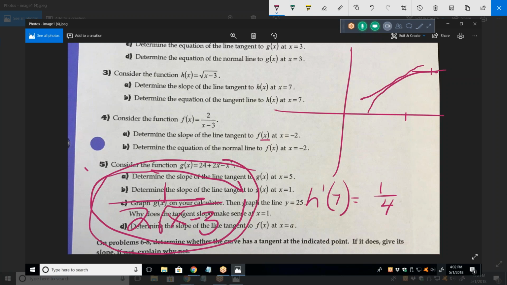Now, determine the equation of the tangent line at 7. Well, what do you need to determine the equation of a line, especially in calculus? Point slope. In other words, in algebra, the first thing they taught you was slope intercept, y equals mx plus b. But turns out that's not the best one. That's just one form of a straight line.